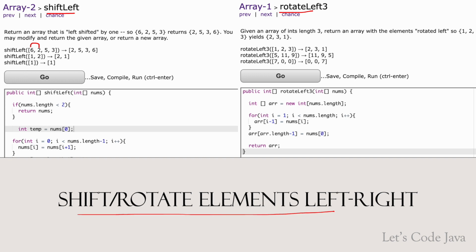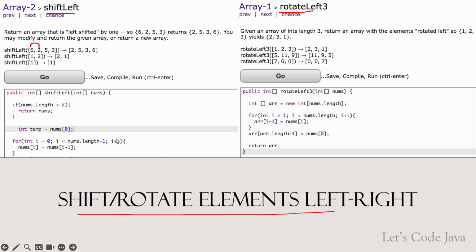Then this is shifting or rotating elements left to right. So again, here we're shifting left. Shifting left in the sense we're moving all of these values in the array back one. So you see that 2 was first here, but then it comes here. And then 5 comes in 2's place, 3 comes in 5's place, and 6 goes all the way at the end.